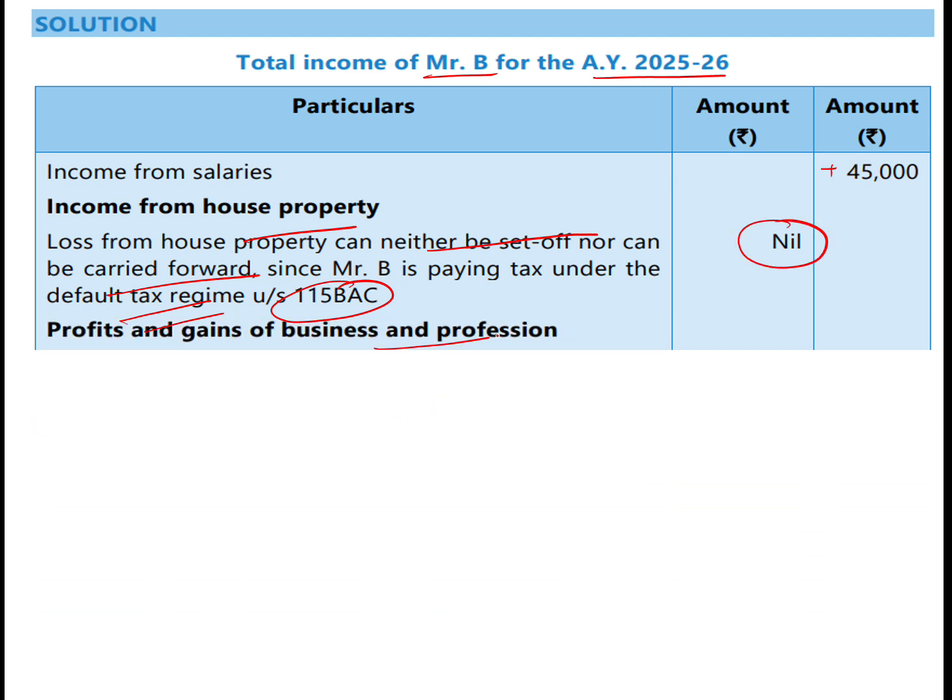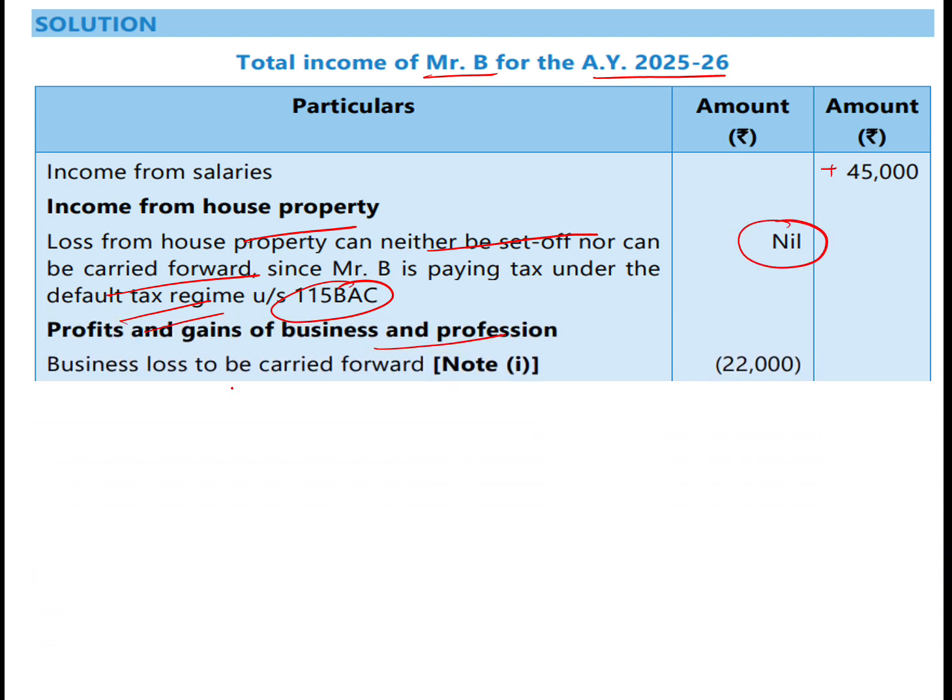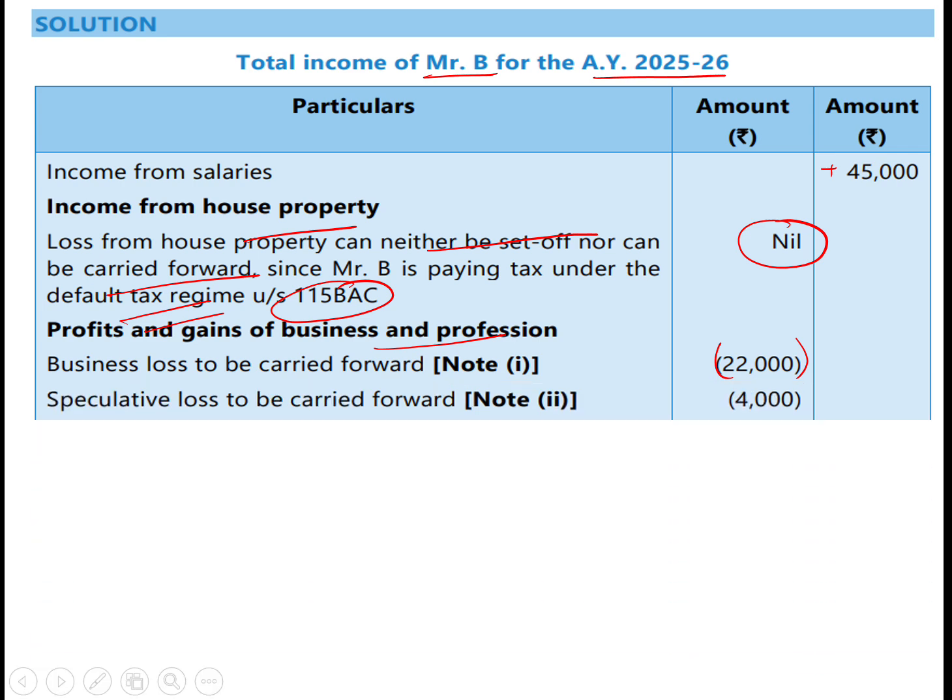Next is profits and gains from business or profession. We have a non-speculative business loss of around 22,000, which can be carried forward, and we have a speculative loss which can be carried forward. Whenever there is a speculative loss, in future it can be set off against speculative profit only, and a business loss can be set off only against other business gains whenever we are going for carry forward. These 2 points are very, very important.